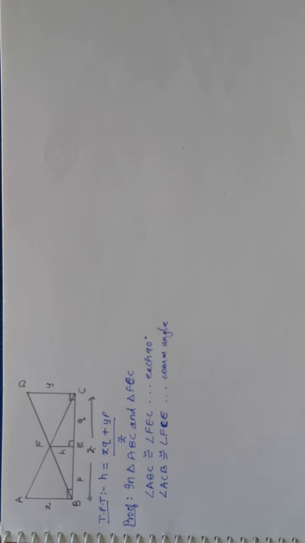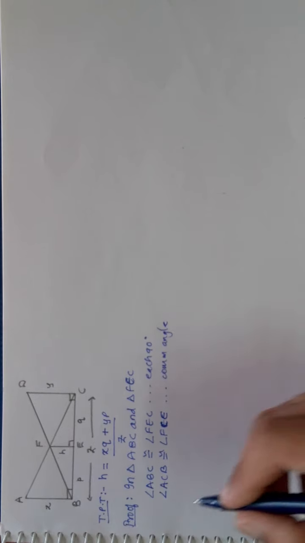Okay, so obviously two angles of one triangle are correspondingly congruent to two angles of another triangle. Then the two triangles are said to be similar by AA test for similarity.